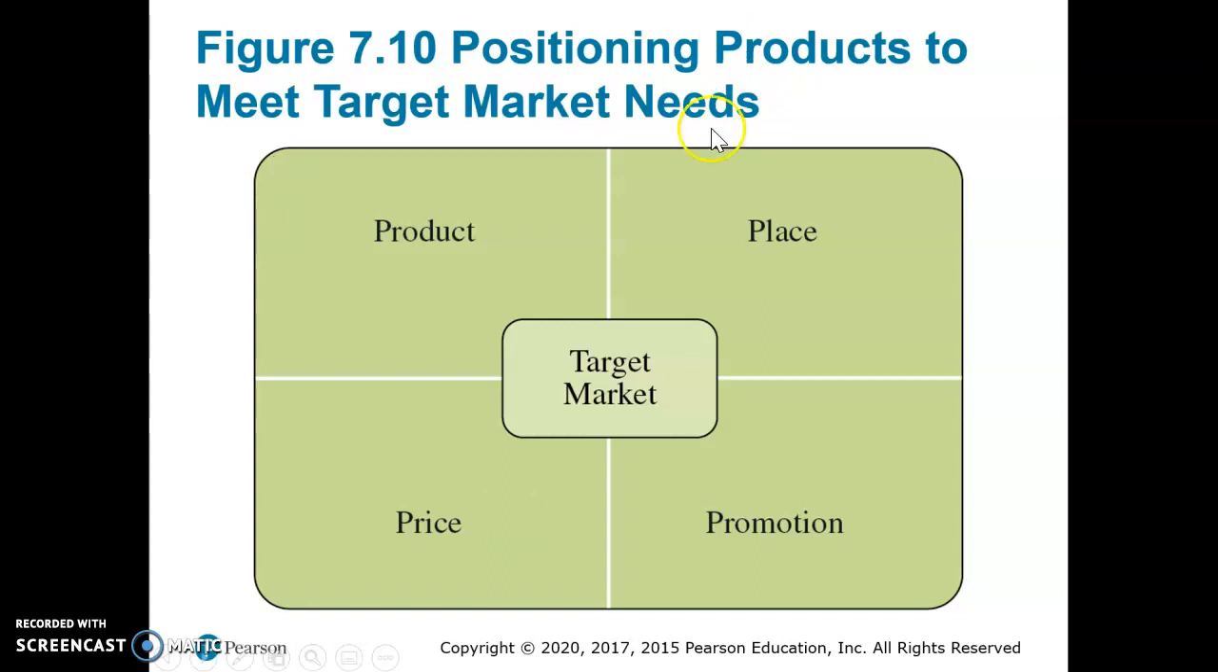How do I distribute it? Do I distribute it through retailers? Is it online? How is my distribution? And how do I promote it? So what types of advertising do I use? And I base all of this on who my target market is.